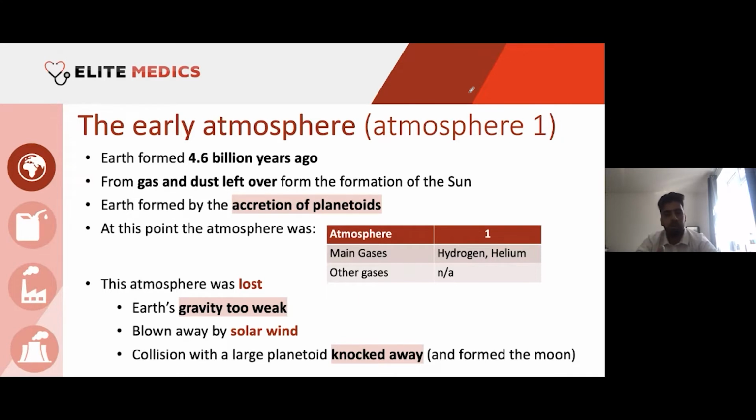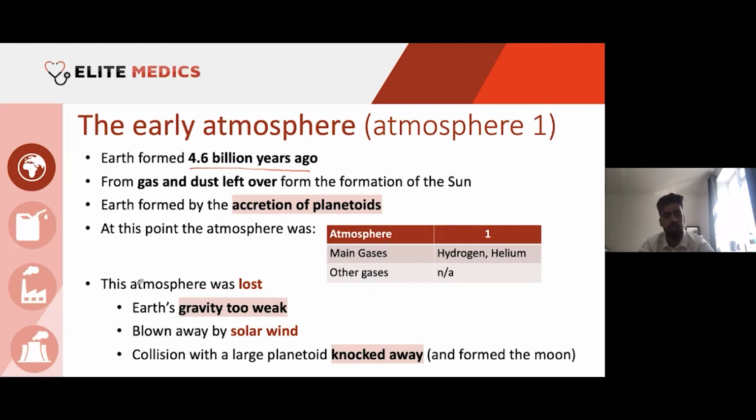What was the early atmosphere of the Earth? So the Earth formed 4.6 billion years ago. Okay, that's a long time ago. And it was from gas and dust that was left over from the formation of the sun. So the gas and dust joined together and helped make the Earth. And the Earth was formed by the accretion of planetoids. And at this point, the atmosphere was mainly hydrogen and helium, okay? And there weren't any other gases.